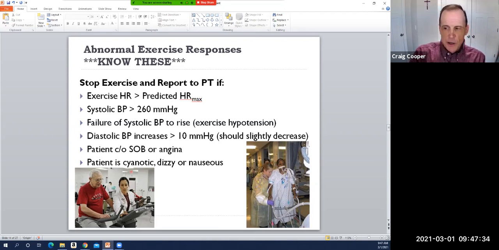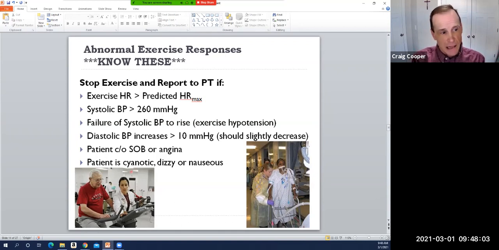Diastolic blood pressure normally should stay the same or go down. If we see it increase more than 10 points, then that's a bad sign too. So if they were 140 over 90 at rest, and we have them start exercising and they go up to 170 over 110, I'm not worried about the 170, I'm worried about the 110. The 170 went up more, but the 110 is the one that's problematic because that's not the normal response that we should see.